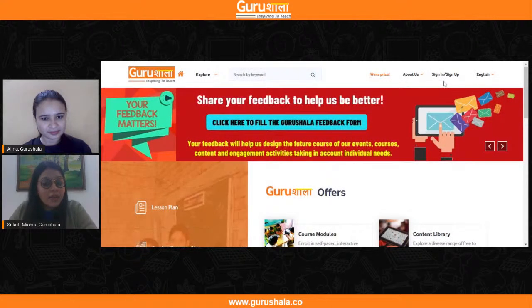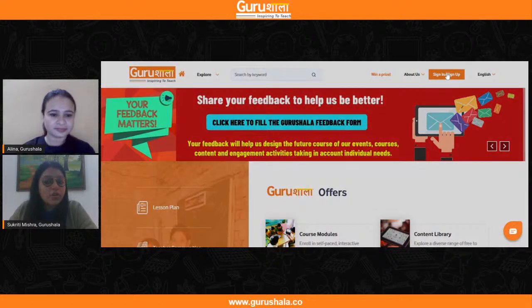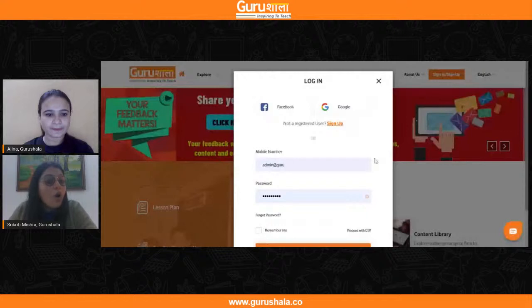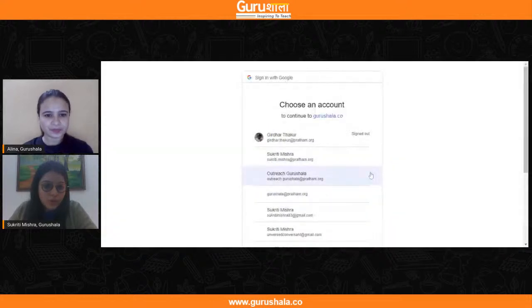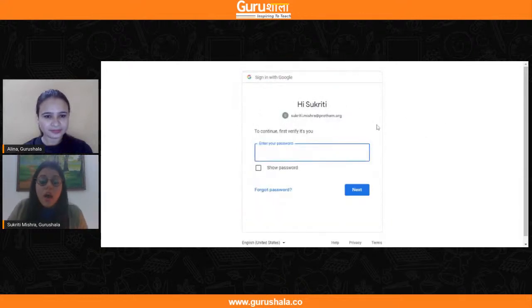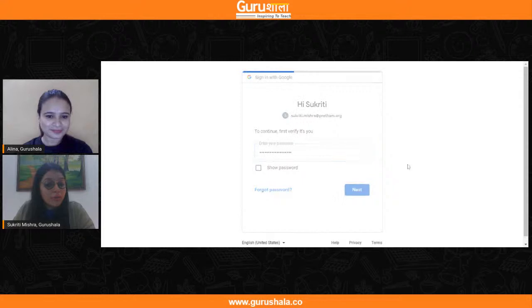So once again, I would like to repeat that on the top right hand corner, you can see a sign in and sign up button. You can use your phone number, your Facebook account, or your Google account, and you can log in to your account. Remember to create a profile at first. When you create a profile, that is when you can access all the resources. So create your profile, and then finally you log in.